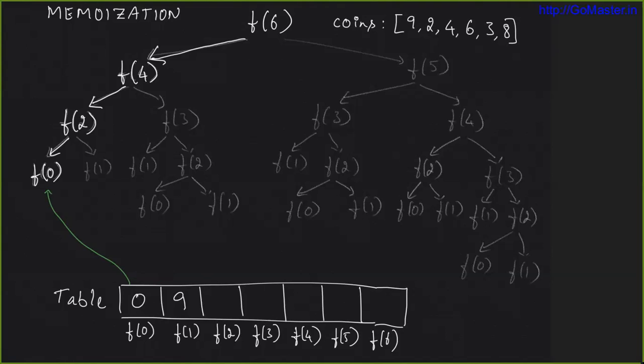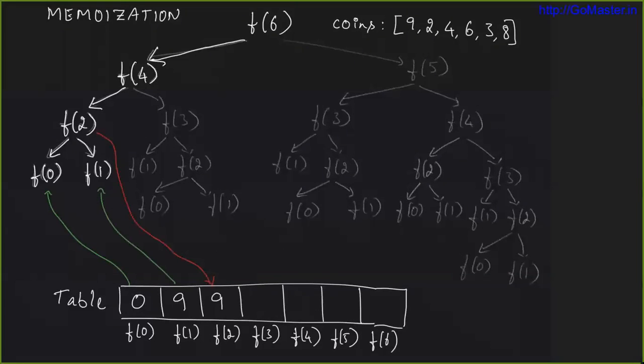It calls f of 0. That is already a solution, right? Doesn't matter whether it's base case or not. The solution is available. So that's going to give me, and then f of 1 is also available. And when f of 2 finds the answer, it is going to update the table so that the future calls to this f of 2 do not have to solve it again, right?